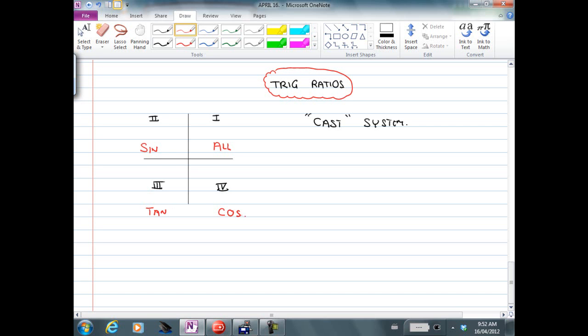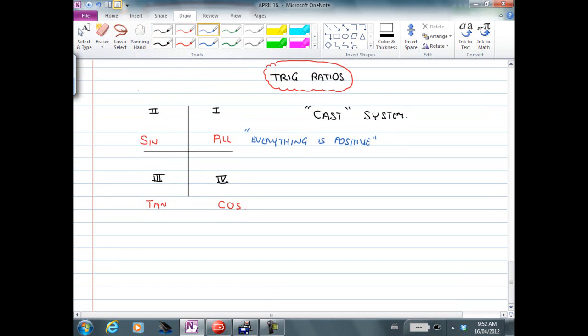Now, what this really means is this. All means everything is positive here. Everything is positive. That's what all is. Very nice. We live in a positive world. We're all smiling in quadrant 1. Now, in quadrant 2, only sine is positive. That's the only thing you can have. Quadrant 3, only tan is positive. Quadrant 4, only cos is positive. That's what it stands for.